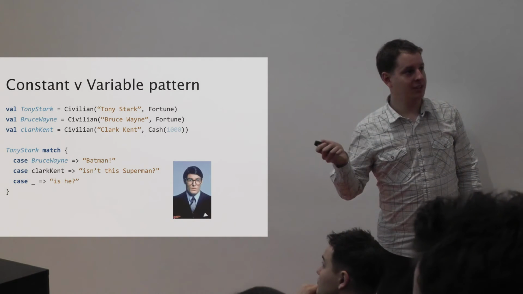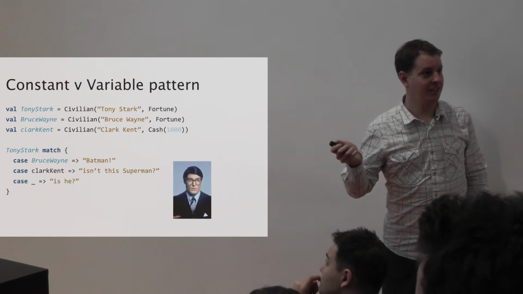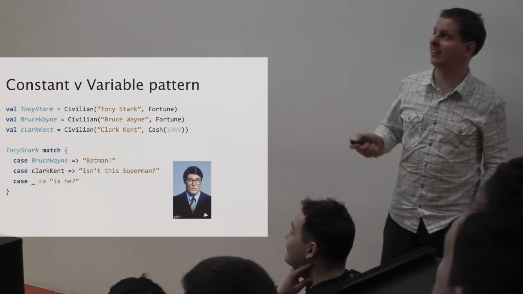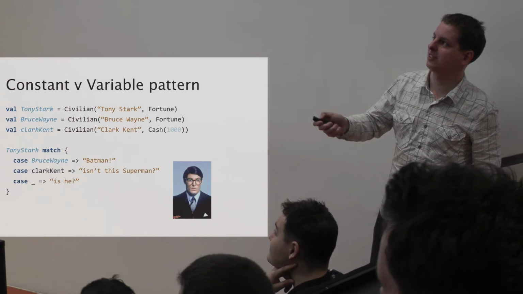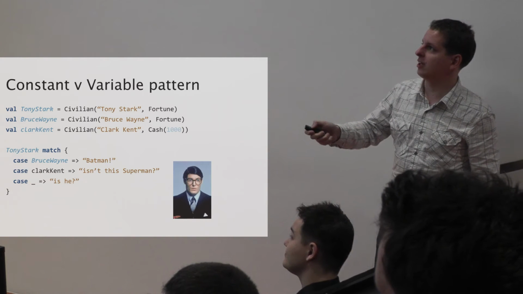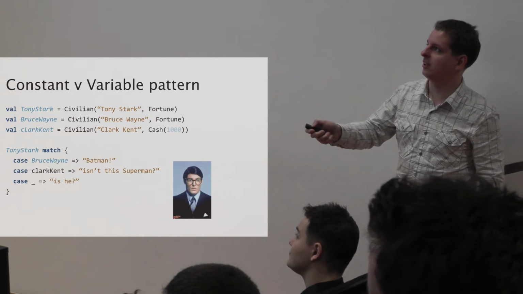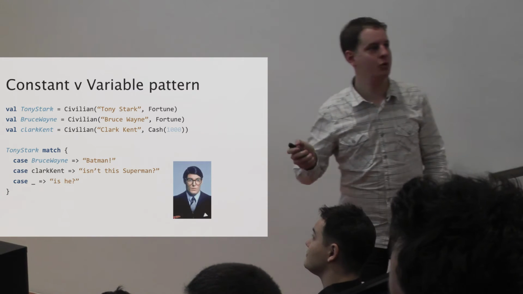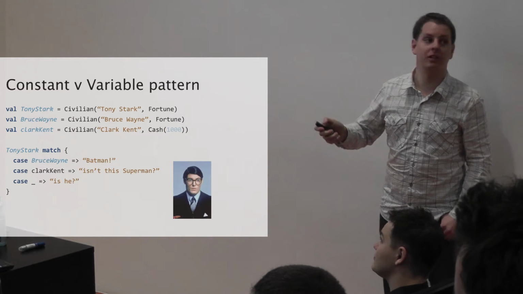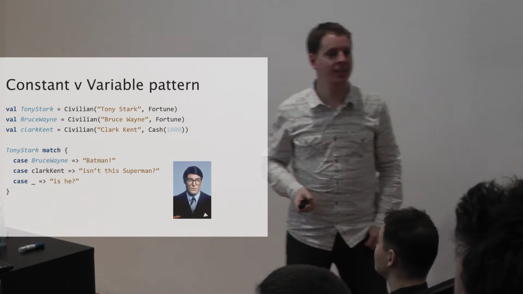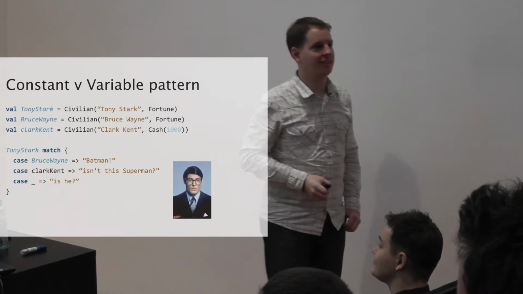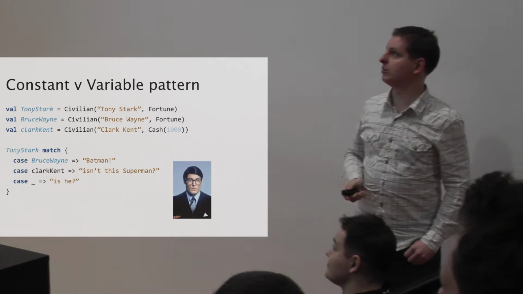And if you have an intelligent IDE like IntelliJ, in this particular case, it will tell you, hey, there is a suspicious variable shadowing. So this branch does not match Clark Kent. It matches anything and creates a new variable Clark Kent, which shadows this one. And the IDE will tell you there's some smell in your code. Look at it. So it's good.